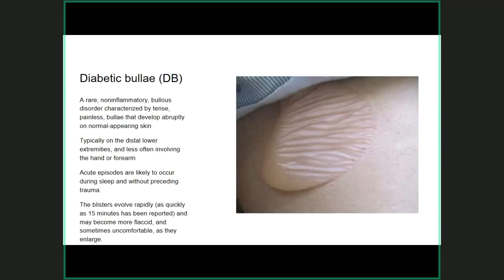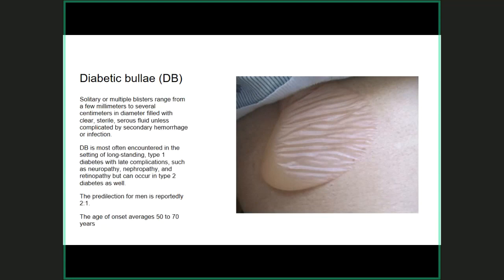Diabetic bullae. This is rare, non-inflammatory, but these are tense, pretty big sometimes, painless bullae that develop abruptly on normal-appearing skin. They're typically present on the distal, lower extremities and less often involving the hand or forearm. They can occur during sleep and without any preceding trauma. And some of these have been known to rapidly evolve over minutes. They become flaccid, uncomfortable as they enlarge.